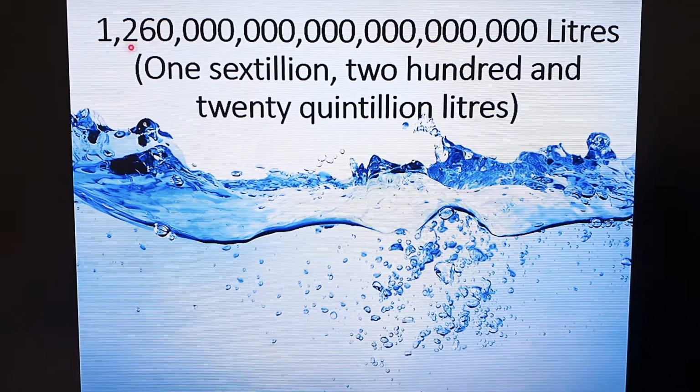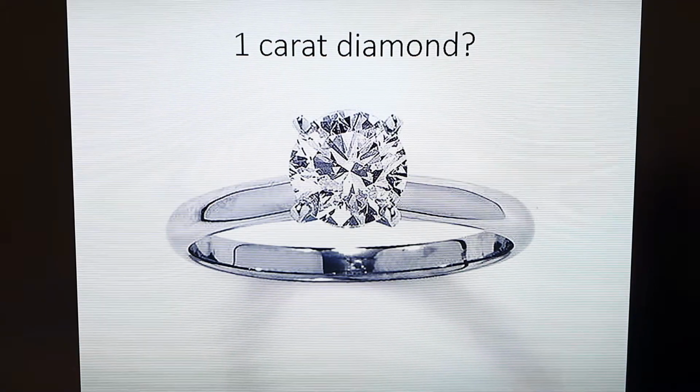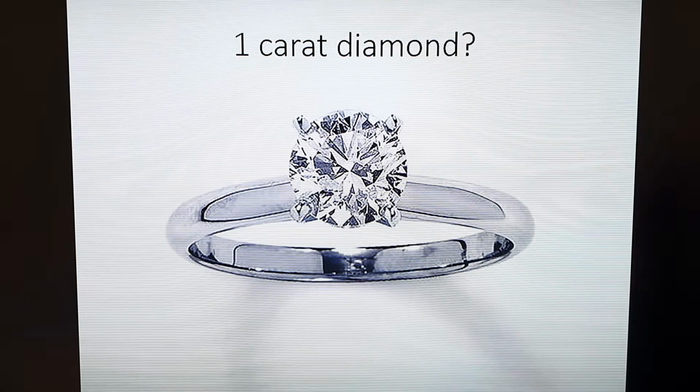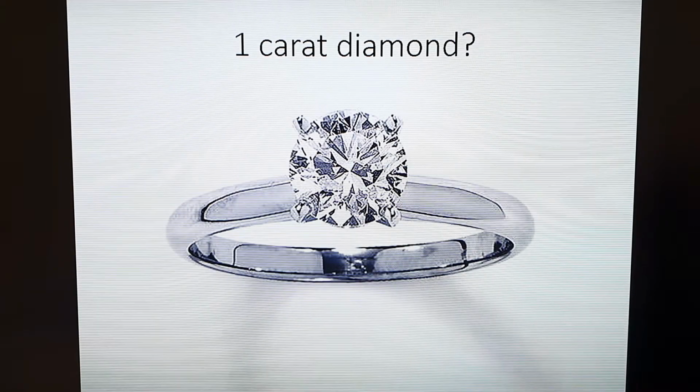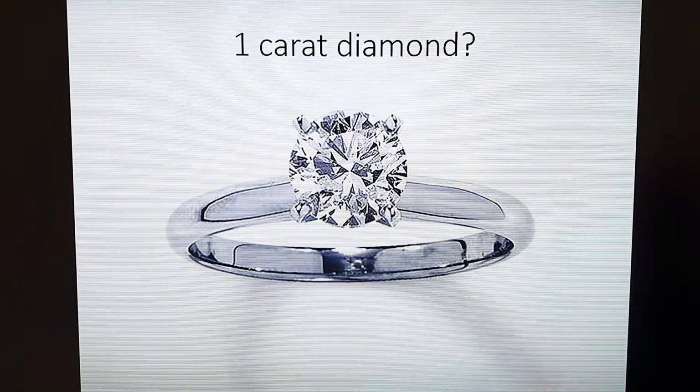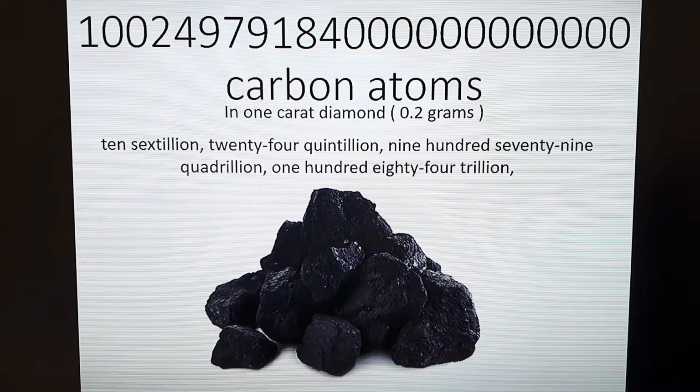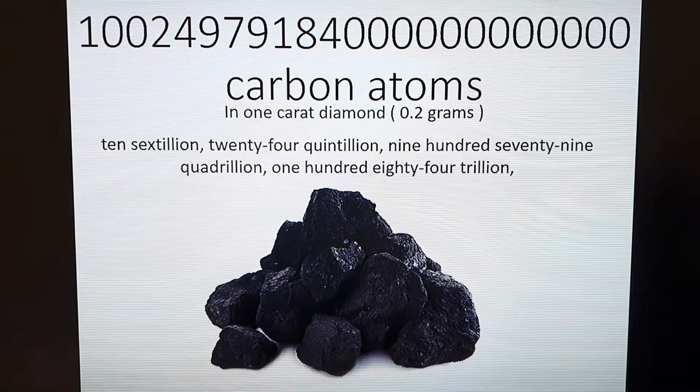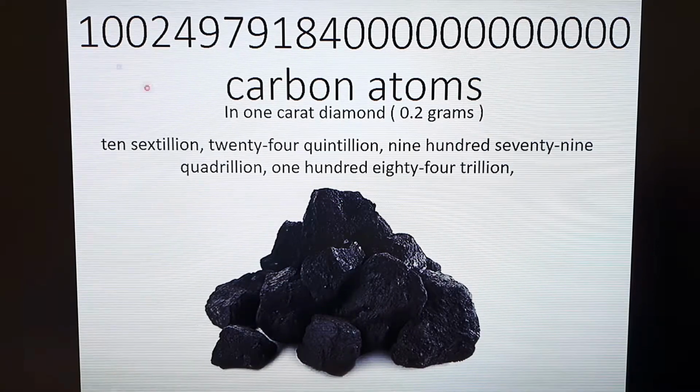Now, if you look over here, we've got a 1-carat diamond, and the question here is how many carbon atoms are there in a 1-carat diamond? If you didn't know, diamonds are made of pure atoms of carbon. So if we just look at how many atoms make up a 1-carat diamond, this would be the figure here. And once again, it's a really, really big number and extremely hard to say.